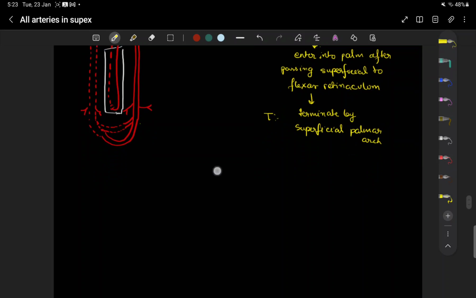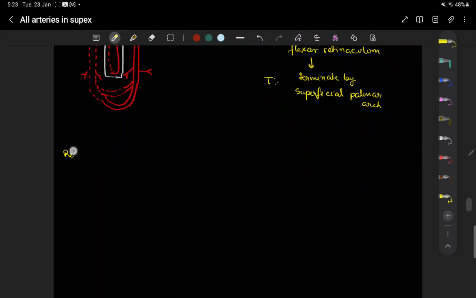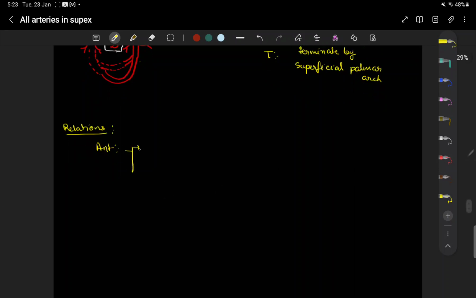Next we will have the relations. So relations you have to imagine. Imagine where the branches are moving. Okay, so first anteriorly, the 5 superficial muscles of the forearm, all of these 5 superficial muscles cover this artery. So we would have the pronator teres, flexor carpi radialis, palmaris longus, flexor digitorum superficialis, as well as the flexor carpi ulnaris.